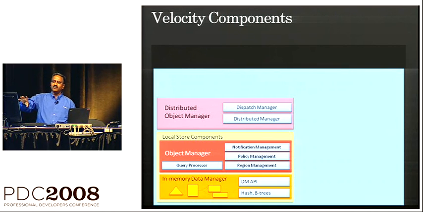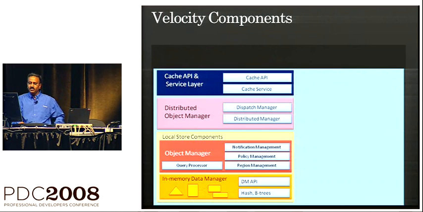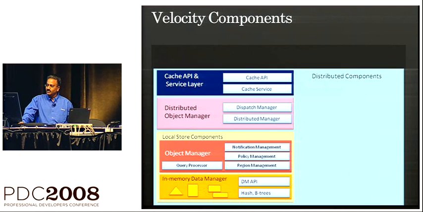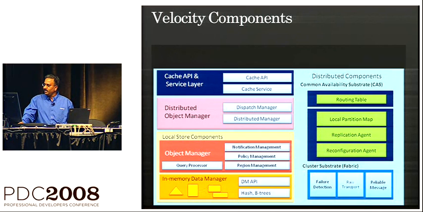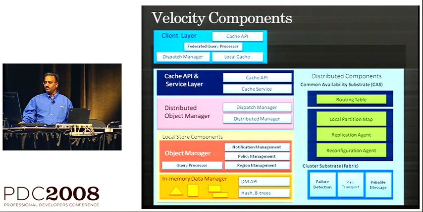It is the one that talks to all the distributed components that I'm going to describe now. You have the API layer, the services layer, and then a bunch of distributed components. I'll spend a few slides on this as we move forward. One of them is the cluster substrate, and then the availability substrate, where you have the routing table, local partition maps, the replication agent, all of those things. And then finally we have a client layer, which talks about cache APIs.